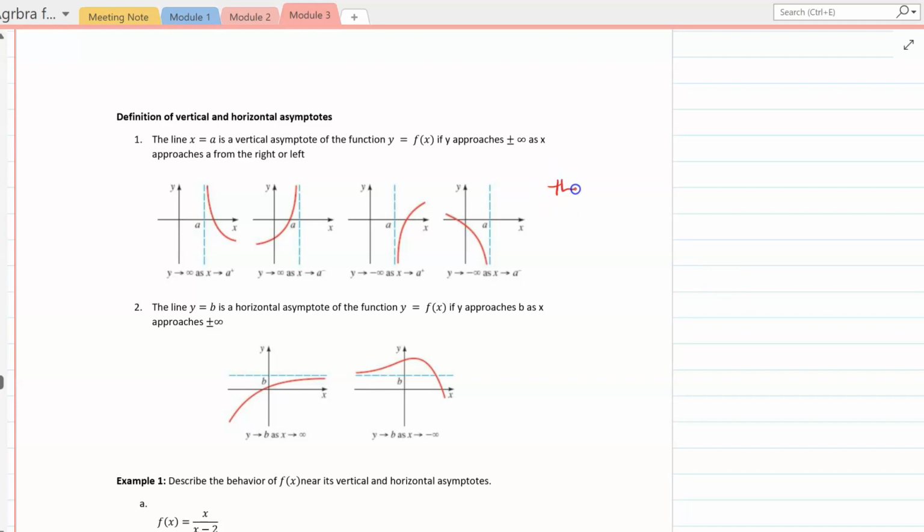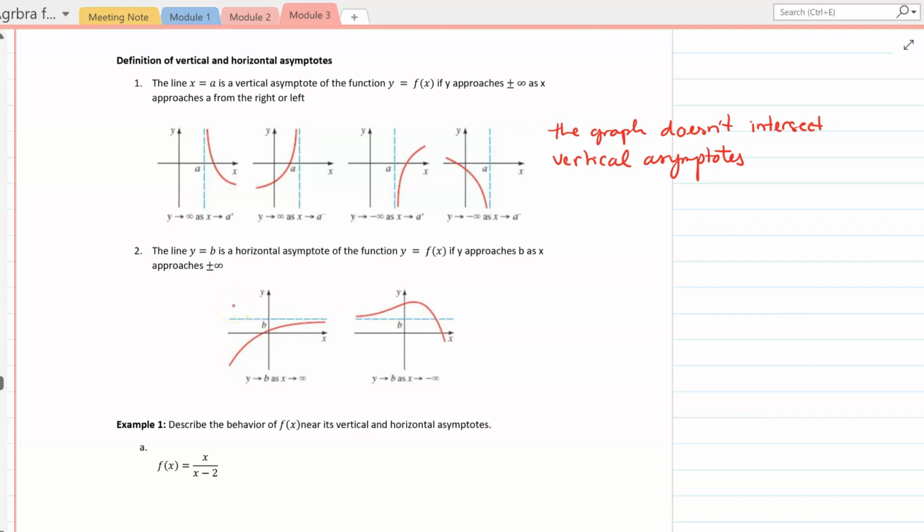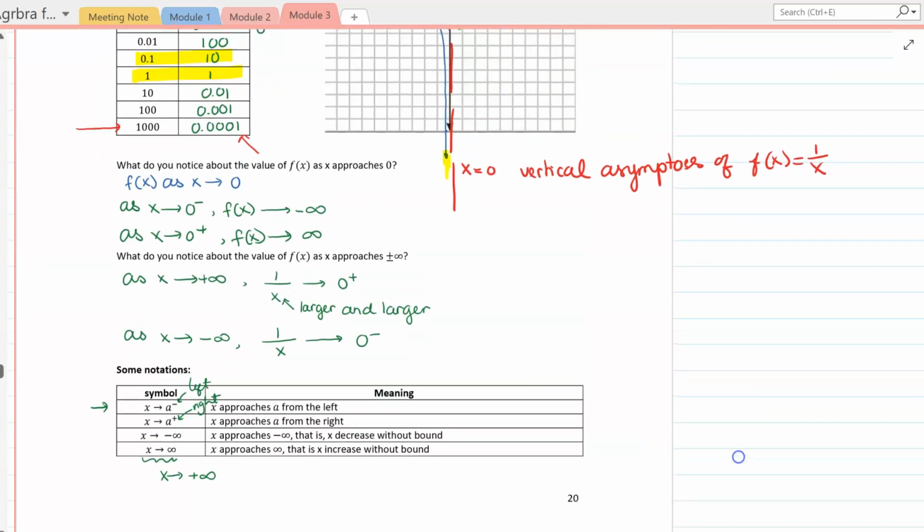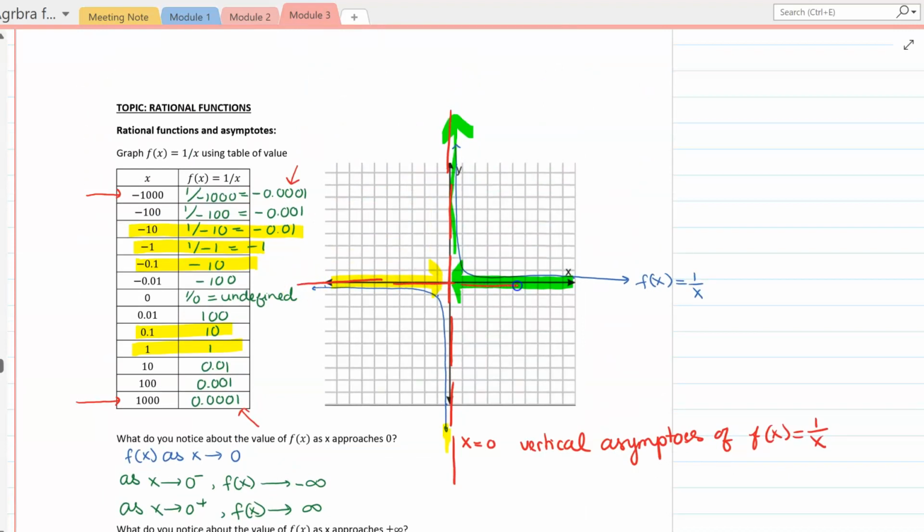Note that the graph does not intersect the vertical asymptote. Looking at it here, we see that we have a horizontal asymptote. The line y equal b is the horizontal asymptote of the function y equal f of x if y approaches b as x approaches plus or minus infinity. So here, as you can see, the graph may intersect the horizontal asymptote. So in our previous case, the horizontal asymptote is this line y equal to 0.